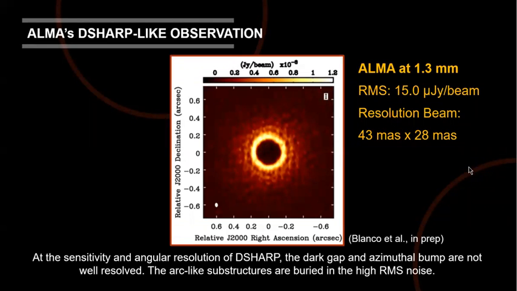In order to compare our results with some of the DSHARP project results, we ran a simulated observation with ALMA at 1.3 millimeters that resulted in an RMS of 15 microjanskys per beam and a resolution beam of 43 milliarcseconds by 28 milliarcseconds. Here, the dark gap and azimuthal bump are not very well resolved, and we don't see any hints of substructures in the outer regions. The fact that these features are buried by the high RMS noise of the observation suggests that some of these features may actually be hiding in current observations. Unveiling them would require observations with higher sensitivity and higher angular resolution.